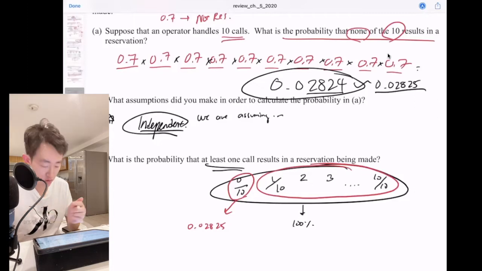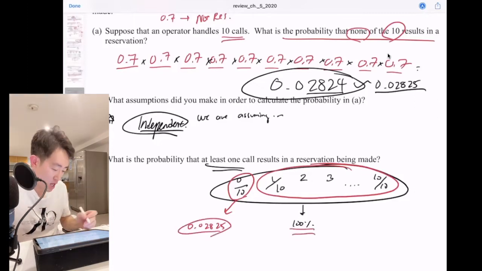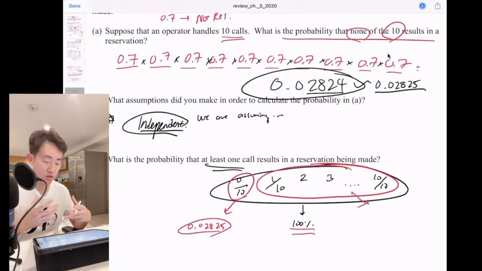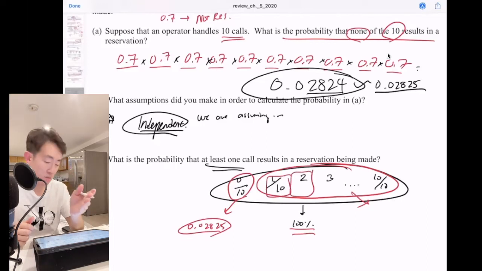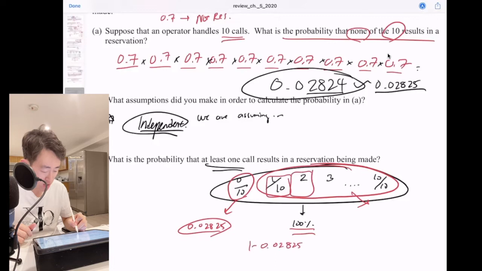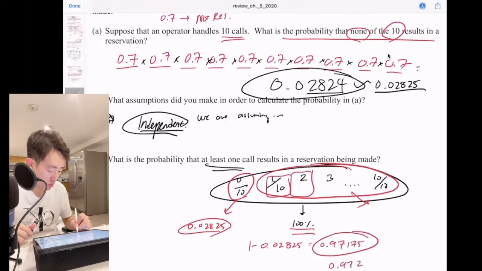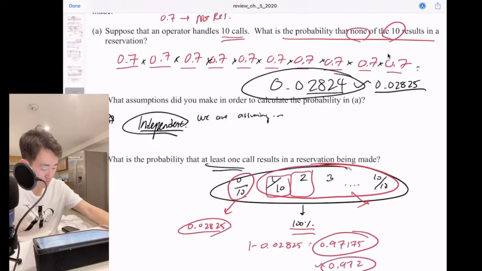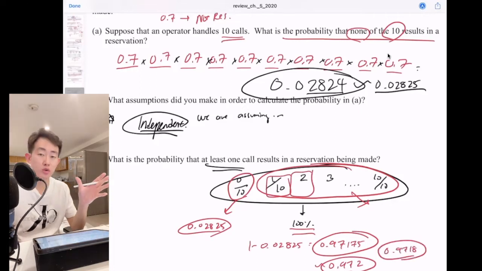So what do you think I'm going to do? Take the 100%, subtract this away, and you got the rest all added up together. Because you're not going to find these individually, 1 call made, 2 calls made. That's a lot of work to do. So 1 minus 0.02825, that's 0.97175, I believe. So we're 0.972. So 97.2% should be the correct answer. Any of these three would do.